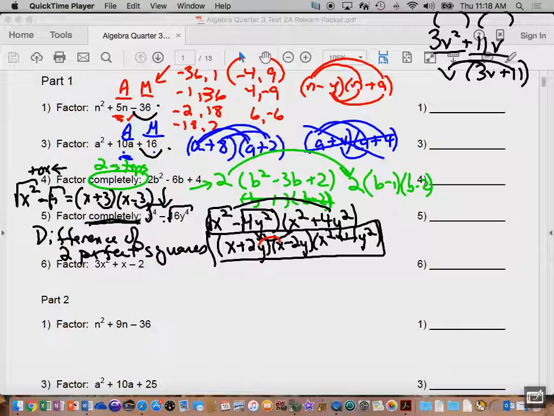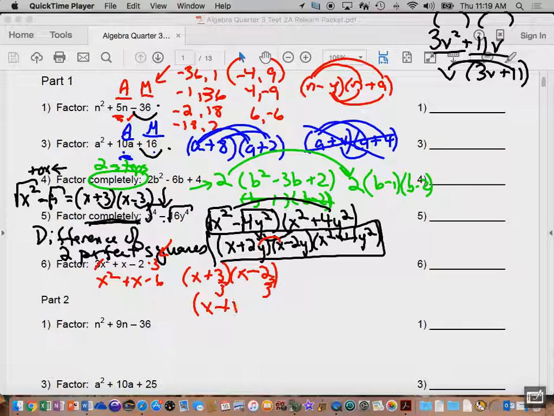Okay. Next up, factor 3x squared plus x minus 2. And I now do exactly what I would normally do, which is look for a common factor, but there is none. So I go to plan B. The common factor is plan A. I get x squared plus x minus 6, which factors using AM to x plus 3 times x minus 2. But I changed the question when I multiplied by 3 here, so now I have to divide back in by 3 to balance that out.